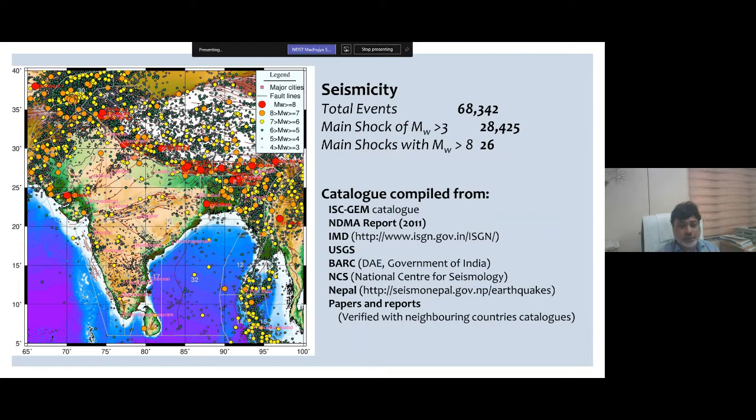So there are about 68,342 total events of varying magnitude, with main shocks greater than 328,425, and main shocks with Mw greater than 8 numbering 26. It was a very cohesive compilation of different catalogs: ISC-GEM, NDMA report, IMD India, USGS, Bhabha Atomic Research Centre stations, the National Center for Seismology, some Nepal catalogs, and some papers. We can see that this is a very hazardous zone in terms of earthquakes, or you can say a hotspot of all types of earthquakes: the Indian subcontinent.